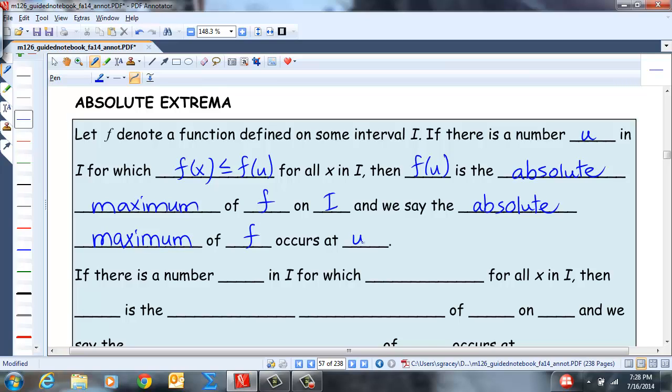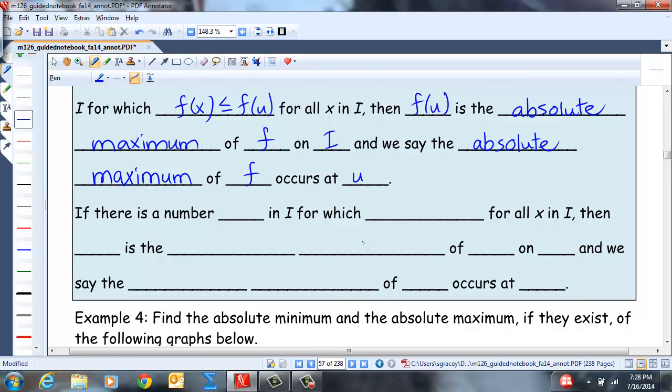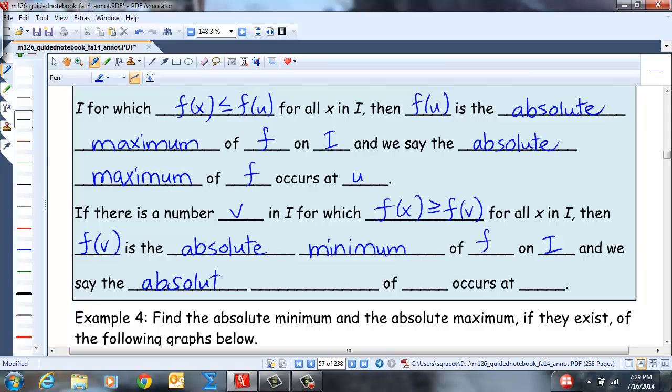So u is an input value. Now, conversely, if there is a number v in the interval I, for which f at x is greater than or equal to f at v for all x in I, then f at v is the absolute minimum of f on I, and we say the absolute minimum of f occurs at v.